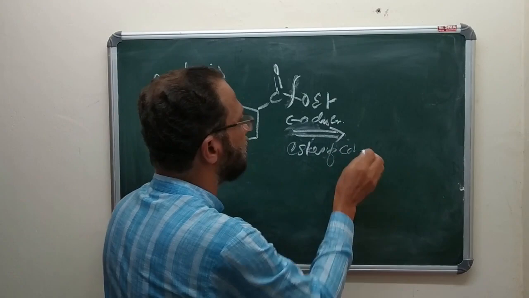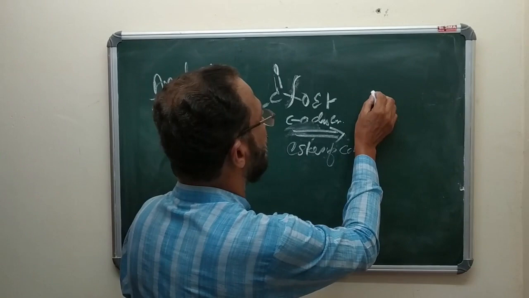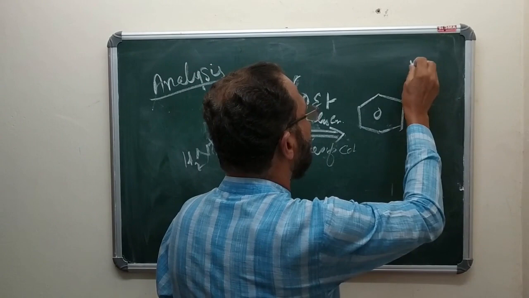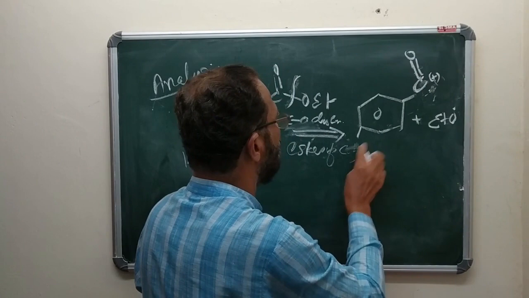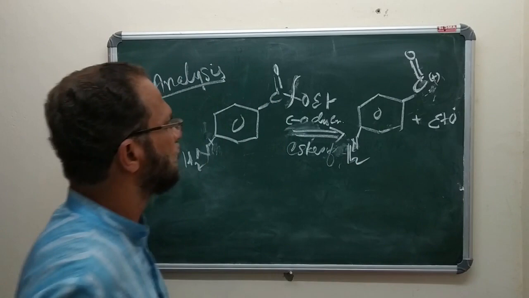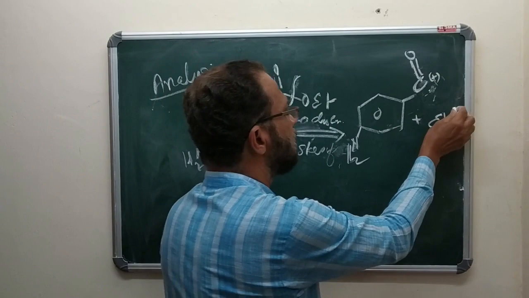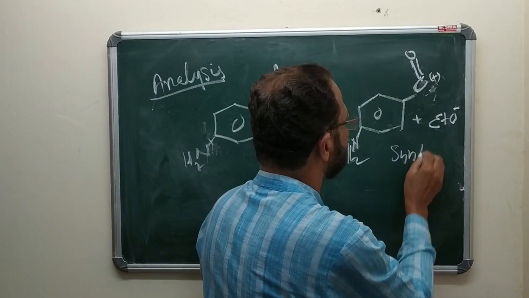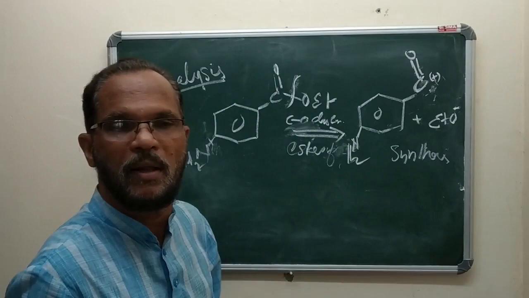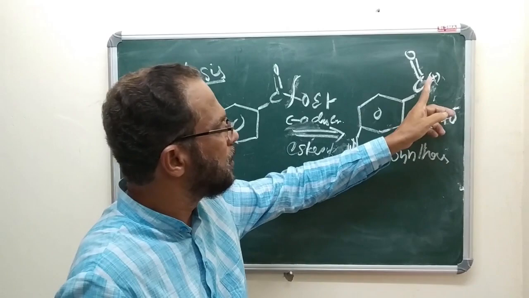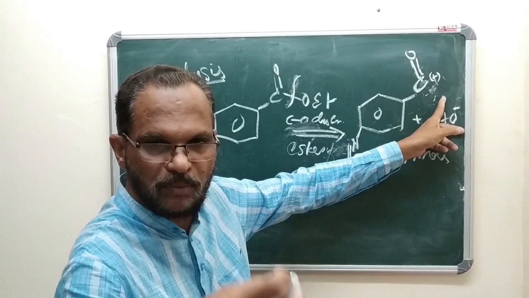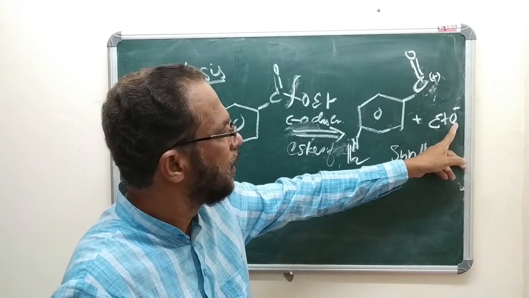Then you will get two fragments. The fragments are, plus EtO minus. We get two fragments, first fragment and second fragment, or we call them synthons. The idealized fragments which are obtained by the imaginary cleavage of a bond. Synthon. So, this is what is called an acceptor synthon, because it is electron deficient in nature. It carries a positive charge, so it can accept electrons. And this is what is called a donor synthon, since it carries a negative charge.